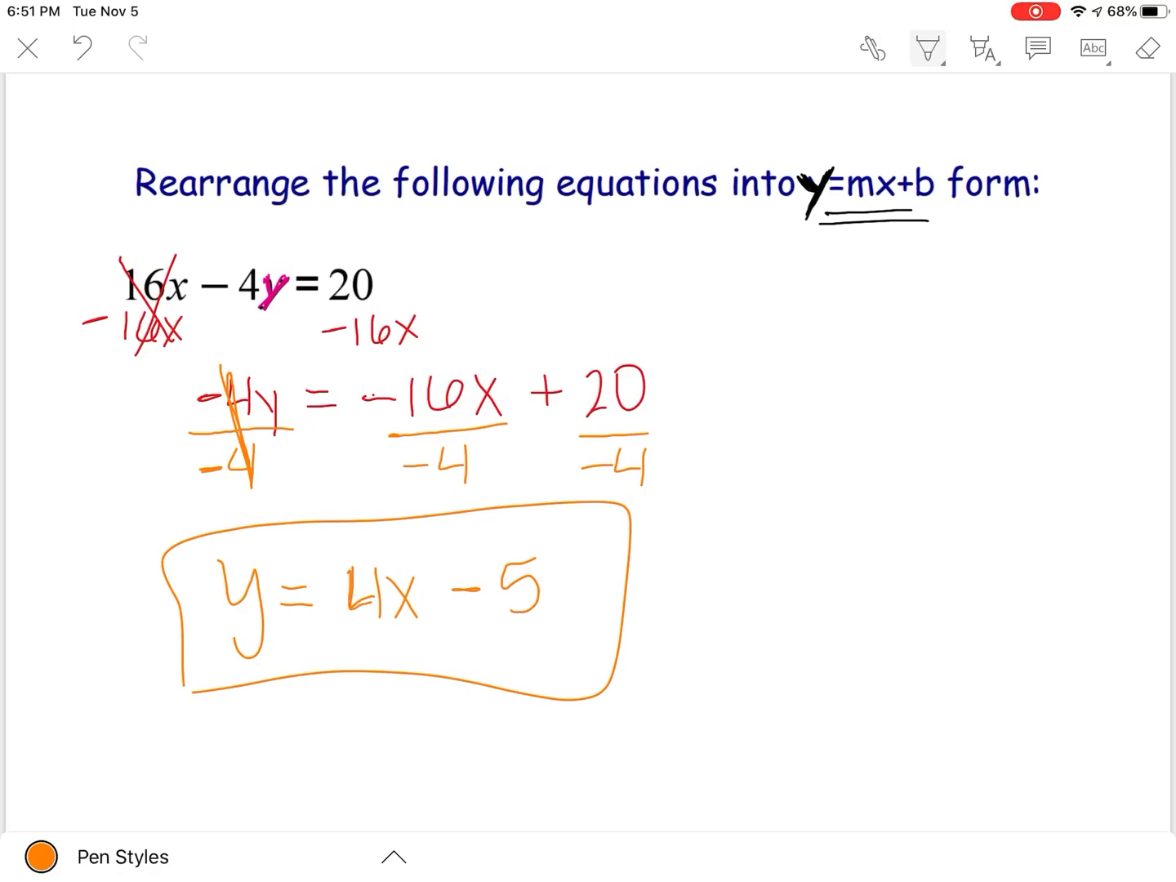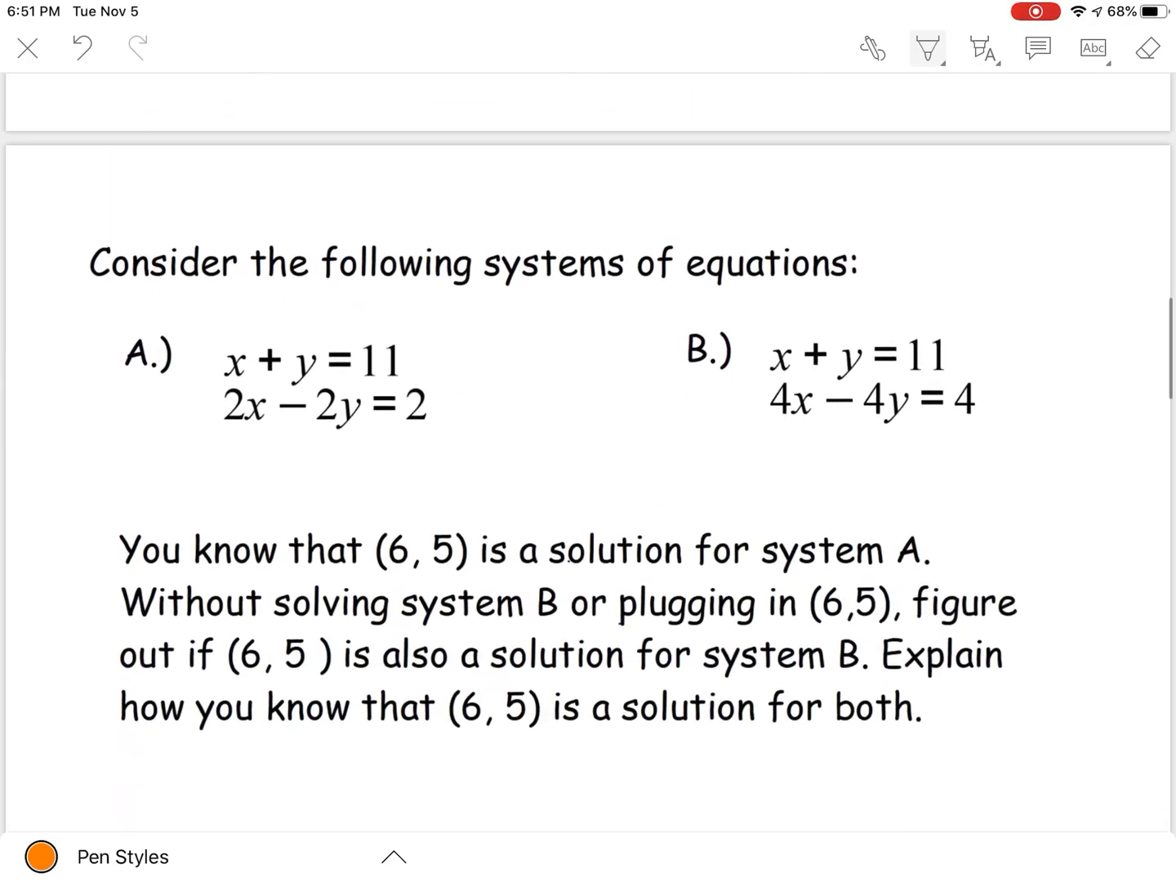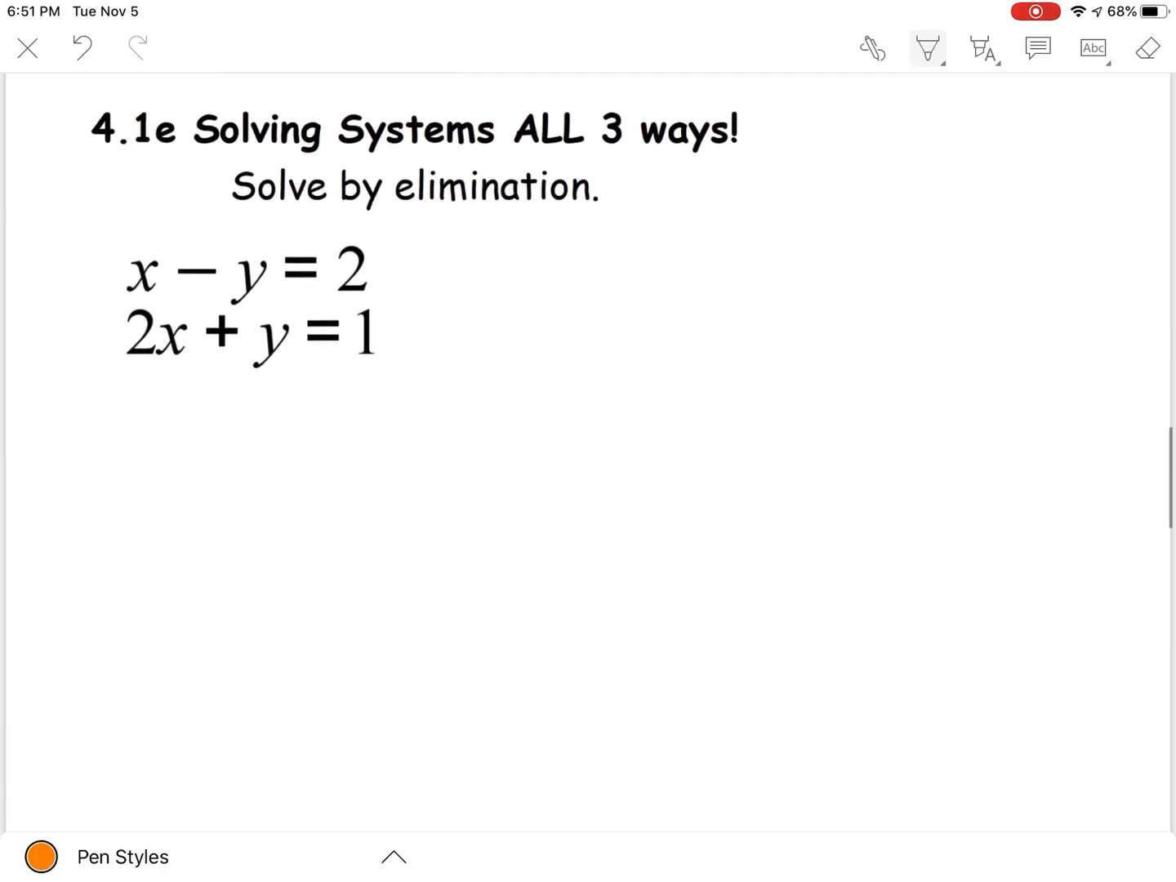Sometimes when we are solving systems of equations, we need to be able to rearrange our equations. Remember, you do that just by using your inverse operations to move things around. So today we're talking about 4.1e, solving systems all three ways.